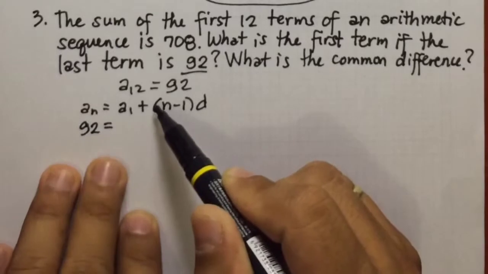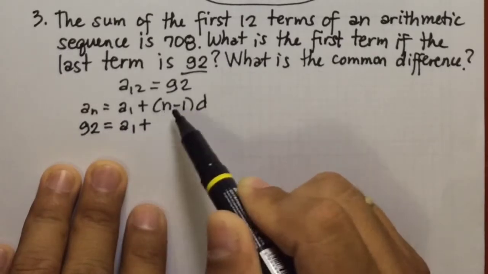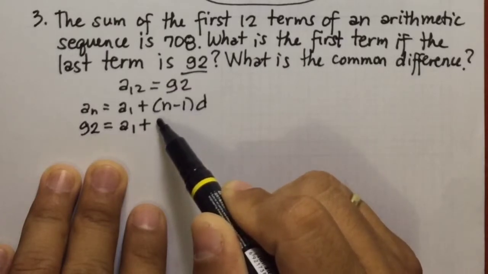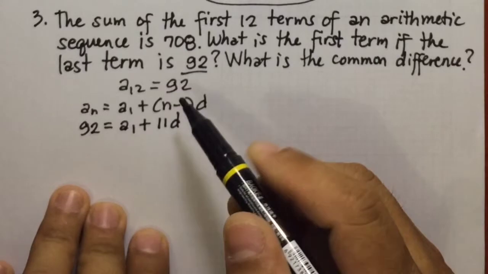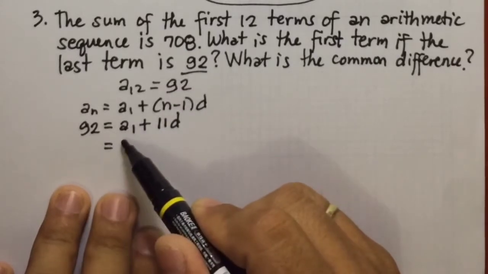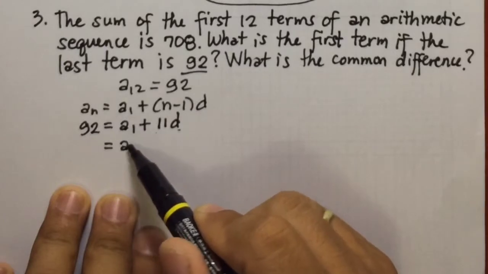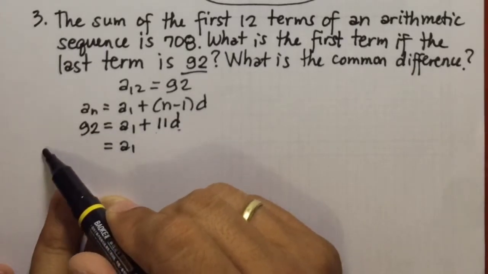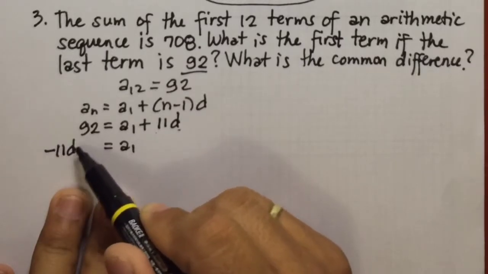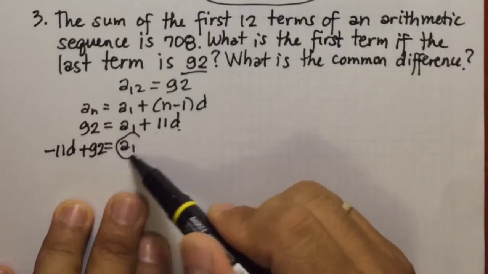Then this is equal to a sub 1, which is unknown, so a sub 1 plus 12 minus 1 is 11, so we're going to have here 11d. Then transposing 11d to the left side, we're going to have a sub 1 equals negative 11d plus 92. So this is the value of a sub 1.